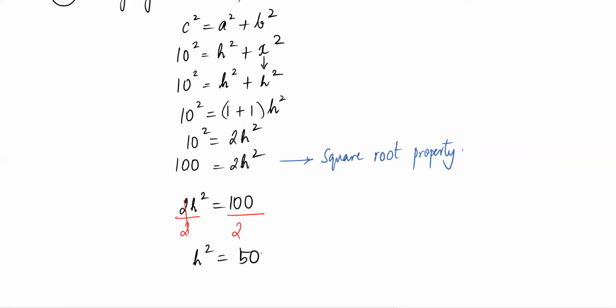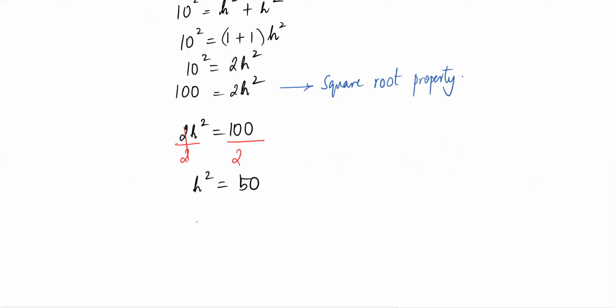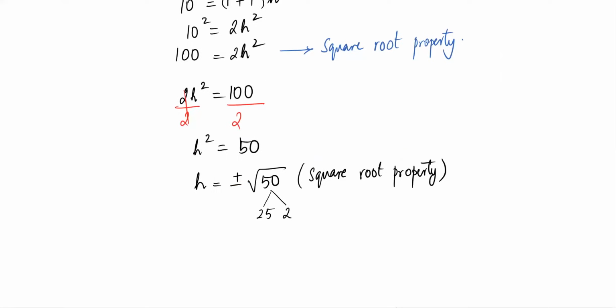So h squared equals 50 is what we have. And then we could use the square root property, which is plus or minus square root of 50. Again, let me recall that it's the square root property. We identified what to do there, but here we actually applied it. Okay, now we could do the simplification by splitting this up and finding the two numbers, right? That will go like 25 and 2. So we could do that. Let's do that. Plus or minus.